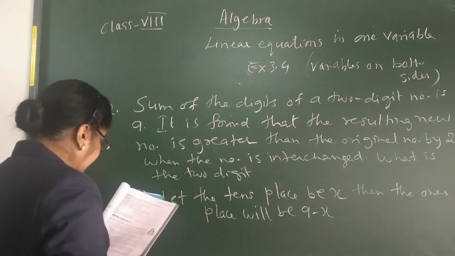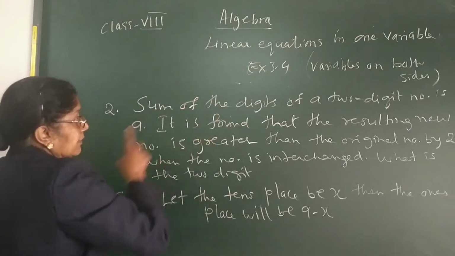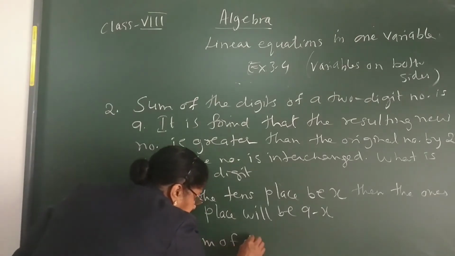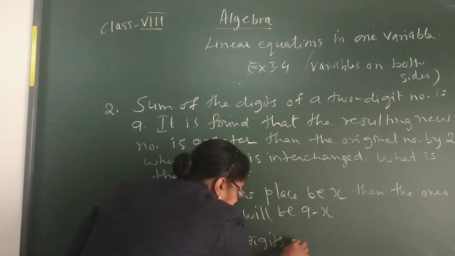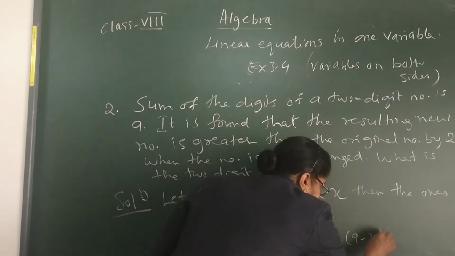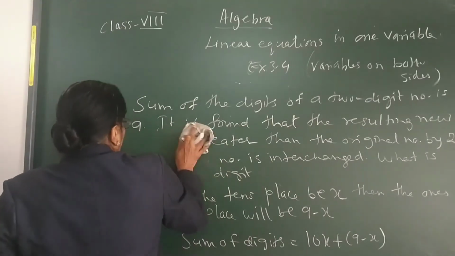So got it what it is? Okay. Now the sum of these two, the sum of the digits. The sum of digits is equal to 10x plus 9 minus x. This is the expression for the number formed by the 2 digits. Okay. Now what does he say?